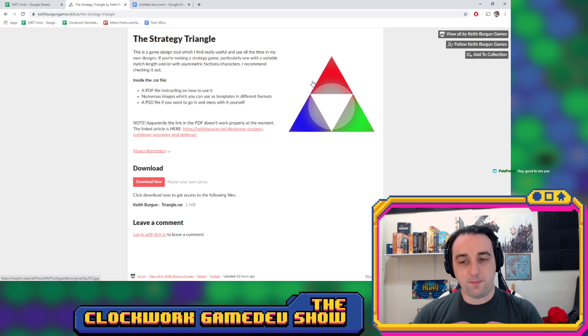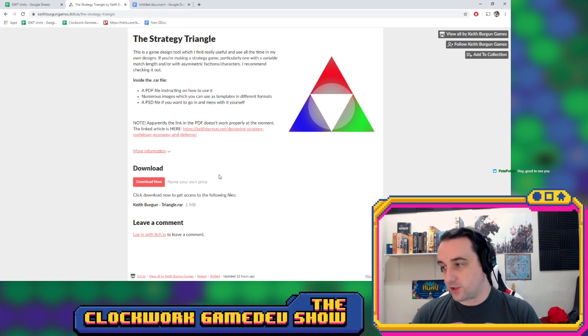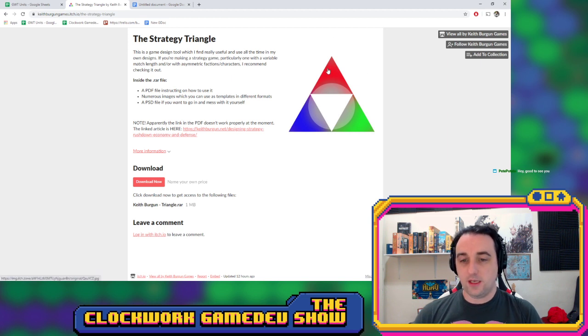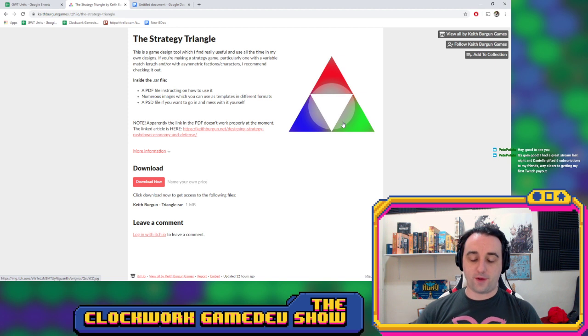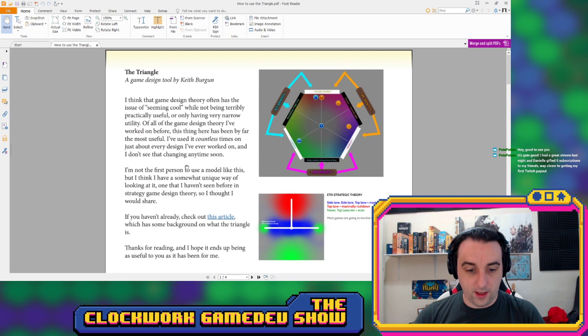But basically, it's just a way to arrange your components, your characters, your factions, whatever it is you have in your game. It might be applicable to things other than strategy games, but this is really designed for strategy games, particularly strategy games that have variable end time. So if they can end early, mid, or late game. So let's talk about this.